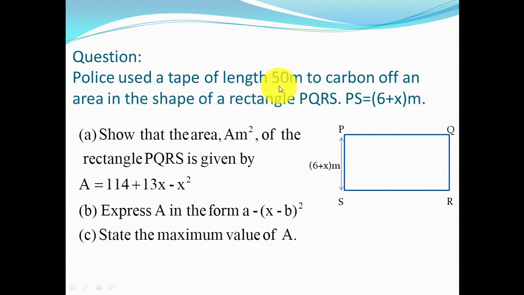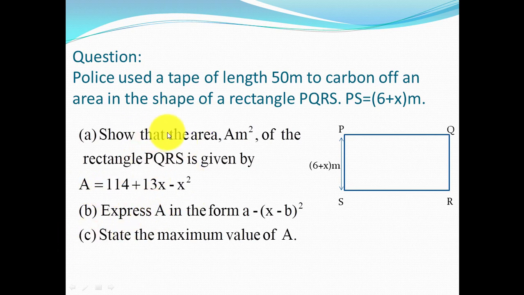It means that a 50 meter tape is given, and we make this 50 meter tape a rectangle which is represented by the vertices PQRS. This implies that the sum of all the sides of the rectangle is equal to 50 meter, and the length of PS is equal to 6 plus x meter. And part 1 is that we have to show that the area of the rectangle is equal to this expression.